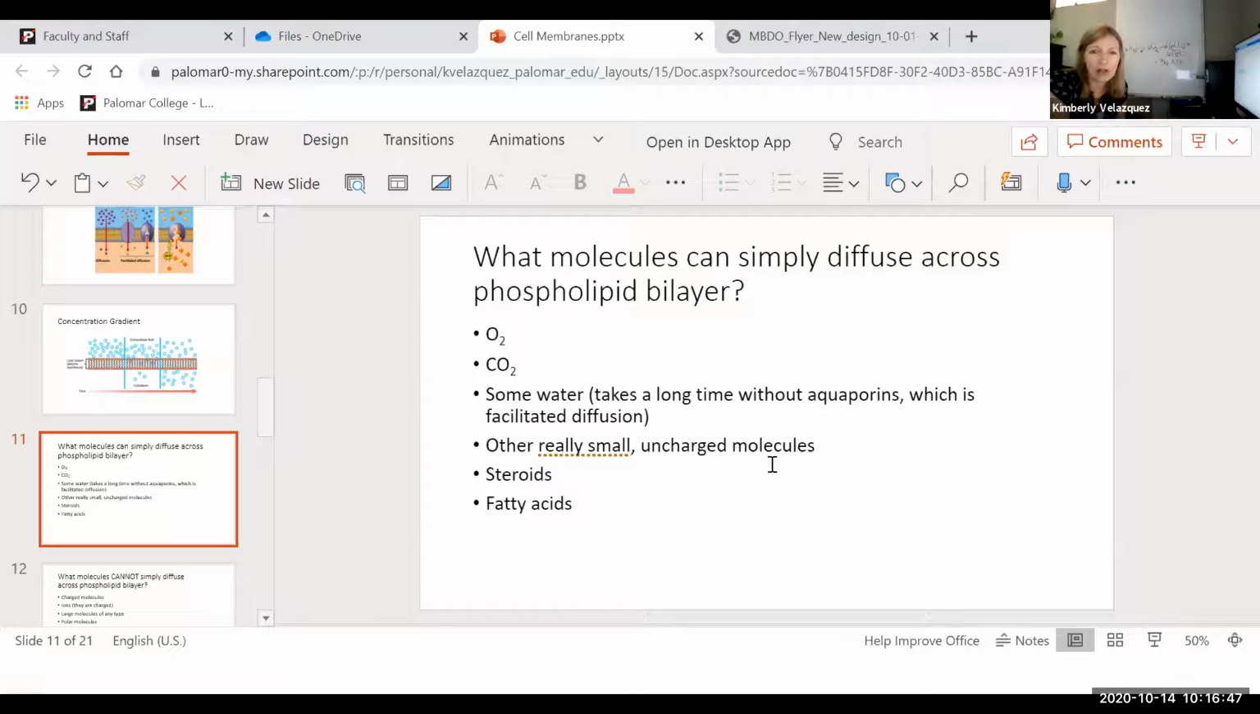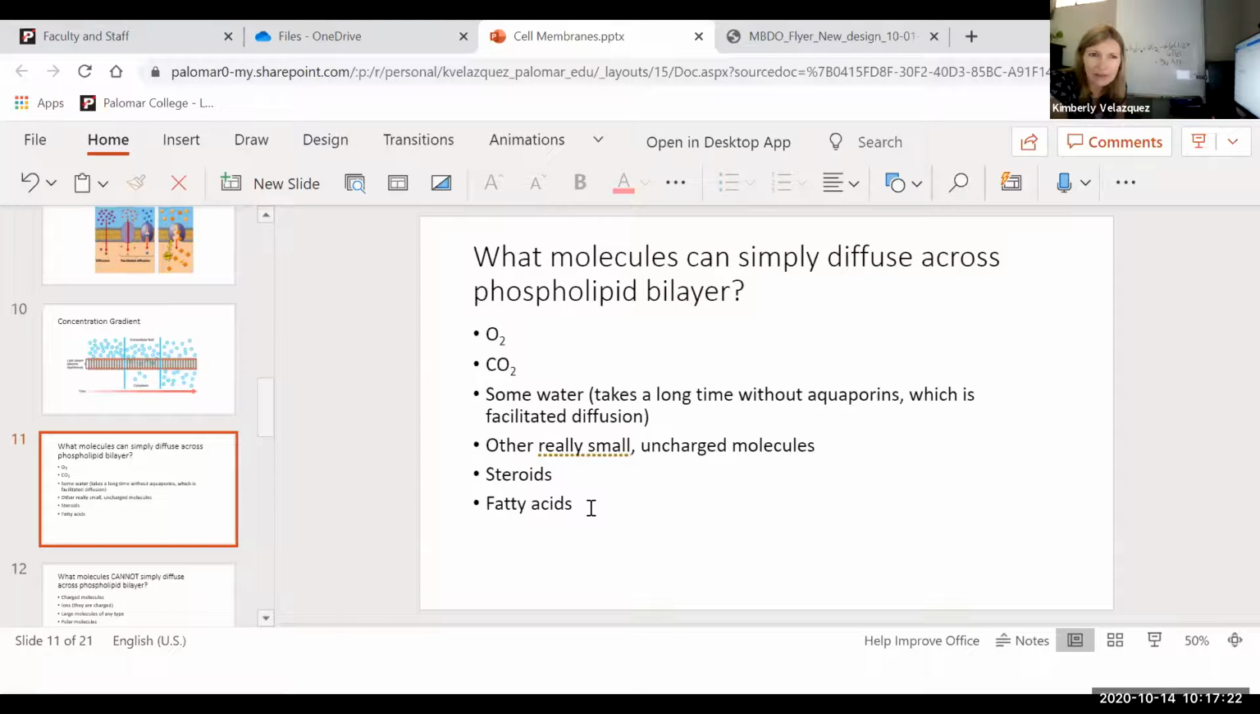Okay, really small uncharged molecules can move across. We do an experiment with the cell coming up, and iodine can easily move across because it's super small. So it can move through those gaps. It's not charged, and it can easily move across. Remember, this uncharged is important because ions have a charge. So things like sodium, potassium, chlorine, calcium, those can't just move across the plasma membrane. Those are going to need proteins.